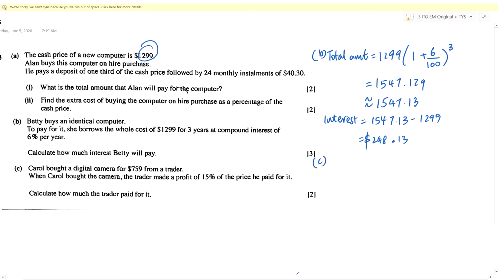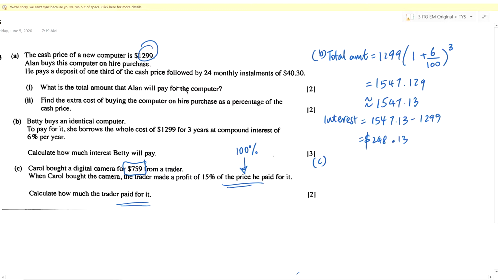And finally, for part C, it's a different question altogether. Carol bought a digital camera. She paid $759 from a trader, somebody who sells it. Of course, when the person sold it, he should have made a profit. This trader, the person who sold it, made a profit of 15% of the price he paid for it. So this price that he paid for it, this particular price will be represented by our 100% and calculate how much he paid for it. So this is a question asking us to find what is the 100% that the trader paid for it.